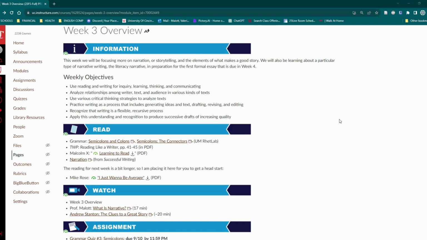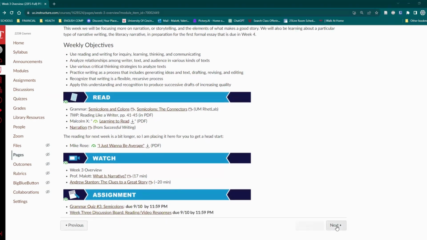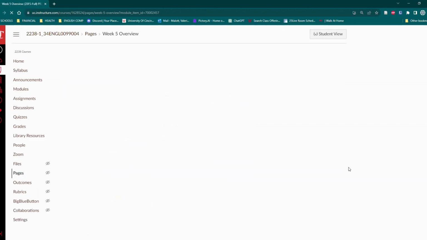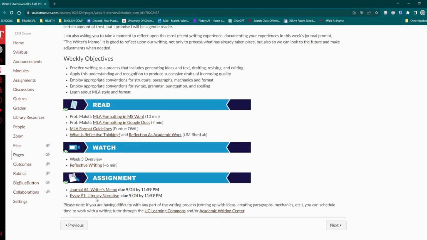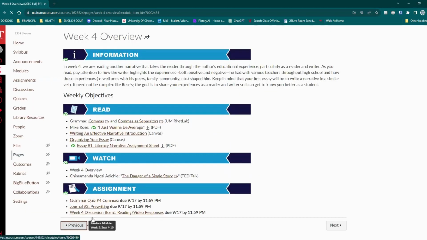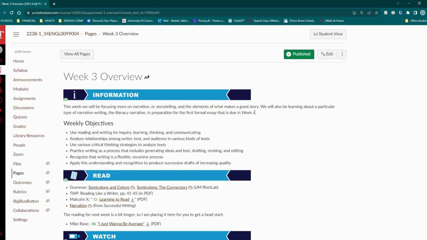Essay number 1 is the literacy narrative, and that will be due in, it says week 4 on the screen, but I'm pretty sure that I have moved that due date to week 5. And as you can see, as I go through the different weeks, yes, it is due on week 5. So I will make sure that I amend that. It says week 4 in the video at the screen that you're looking at right now as you watch the video, but it is in fact due in week 5. So you have a few weeks to work on it.